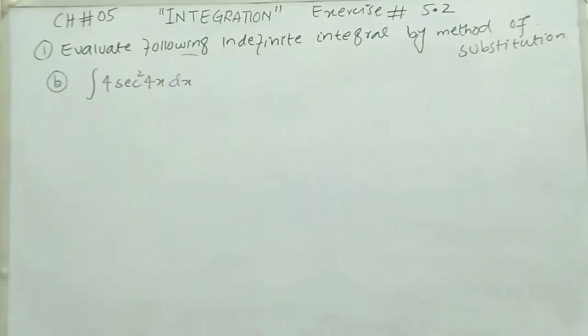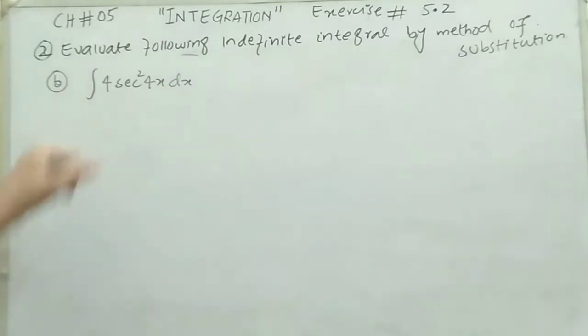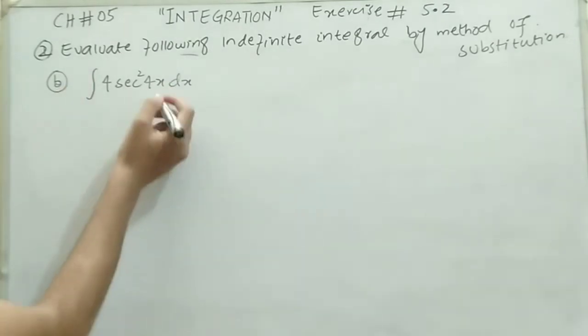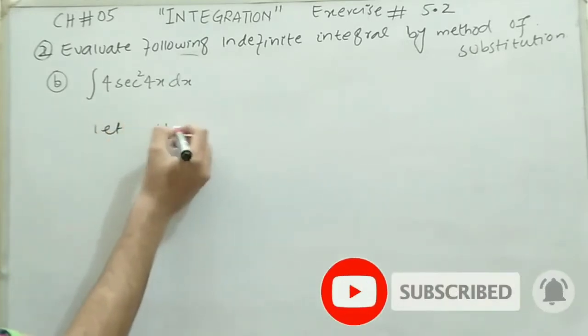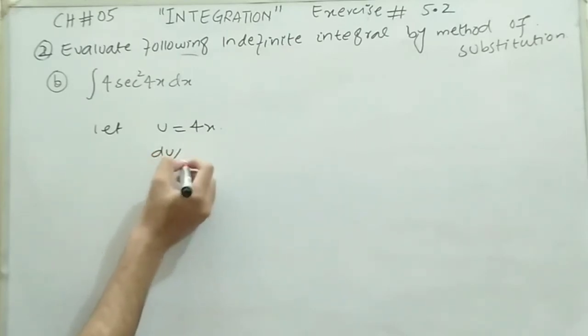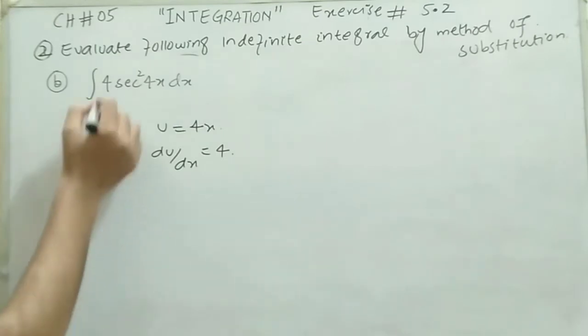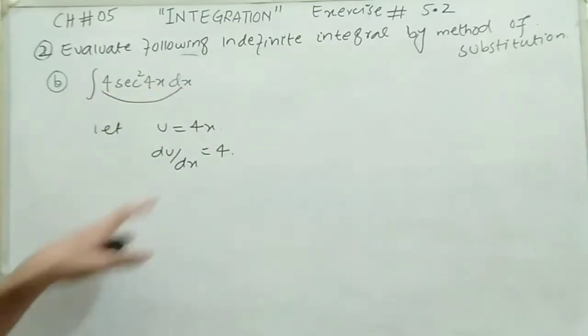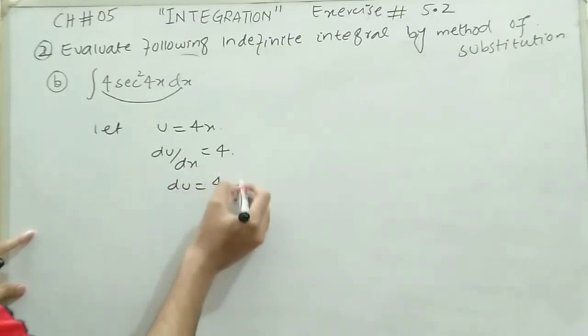Now move to part B of question number 2. Part B asks for the integral of 4 secant square 4x dx. Find the indefinite integral through the method of substitution. Let's suppose in this part B, 4x is equal to u. Now differentiate both sides with respect to x, so du by dx will be equal to 4. Now over here we have 4 dx, so du will be equal to 4 dx.